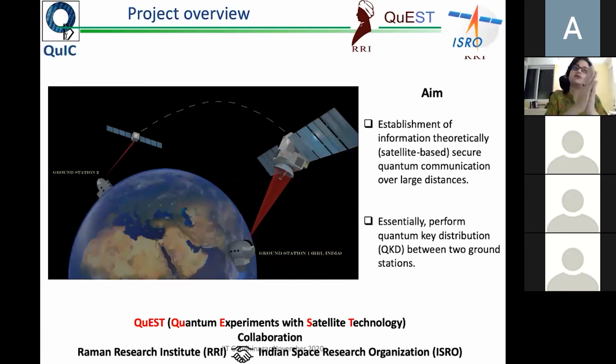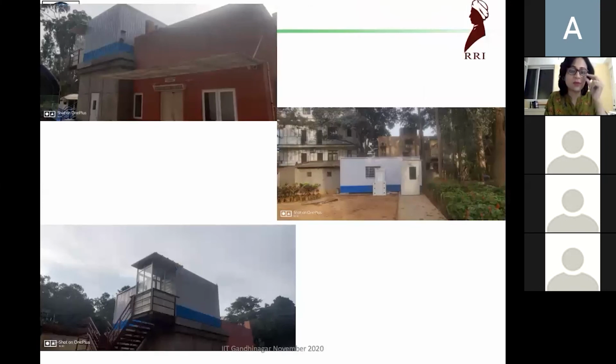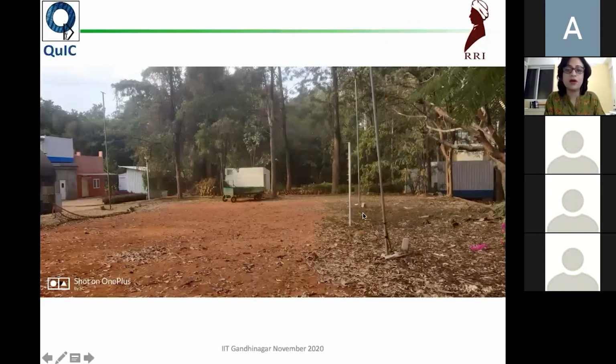So we want to have this long, several thousand kilometer link on one hand, as well as become completely indigenously capable with the two ground stations within the country. These are the two broad aims of the QUEST project. And this is my lab actually. Here, these are the portable ground stations that you see, which are already there. And this is our work in progress towards the free space demonstration of QKD across campus.